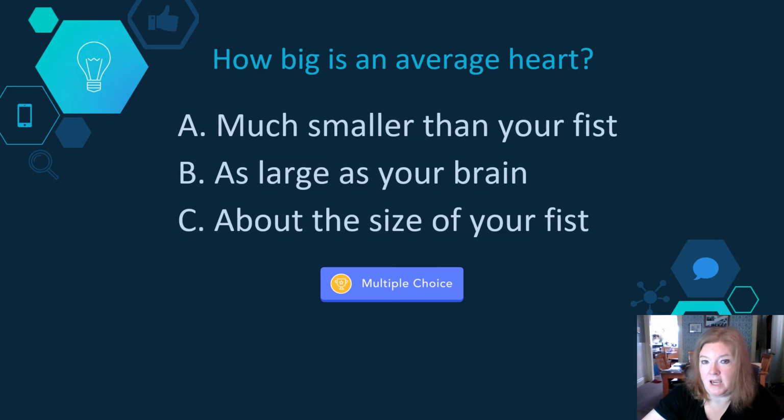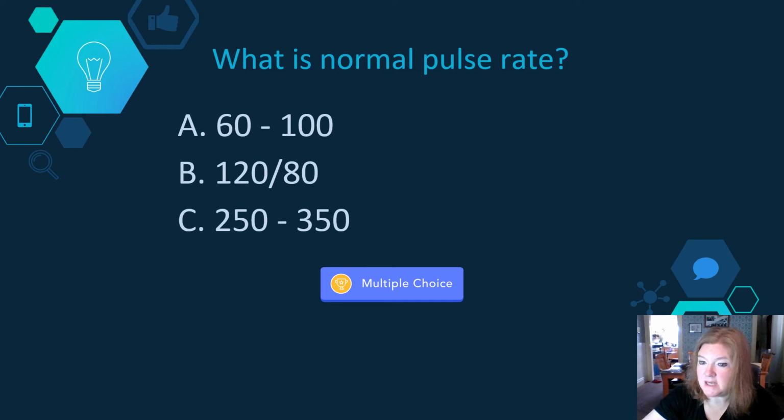How big is the average heart? Do you remember? It was about the size of your fist, remember? What is normal pulse rate? Do you remember? It was 60 to 100 beats per minute. What is normal blood pressure? Do you remember? 120 over 80. 120 systolic, 80 diastolic.